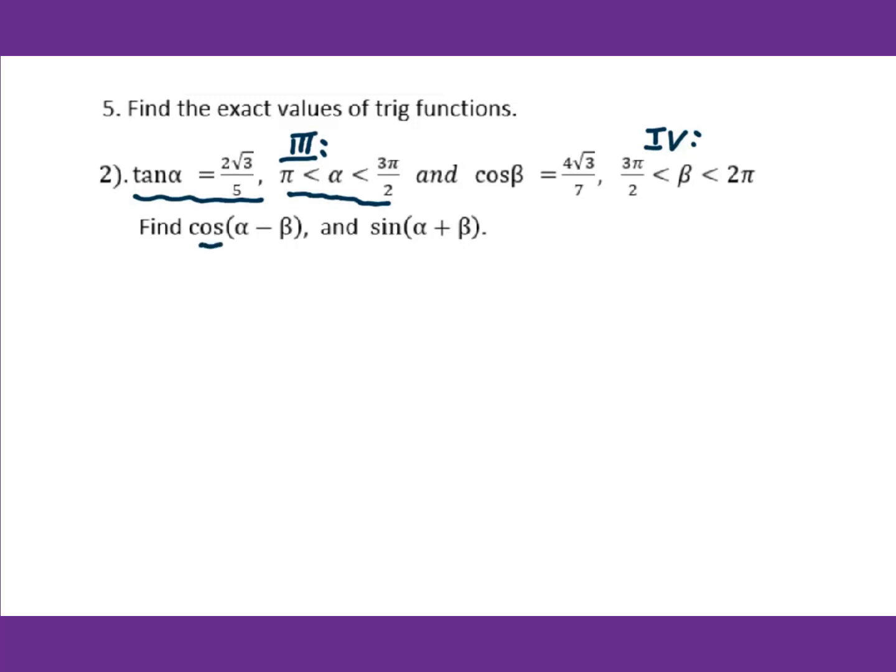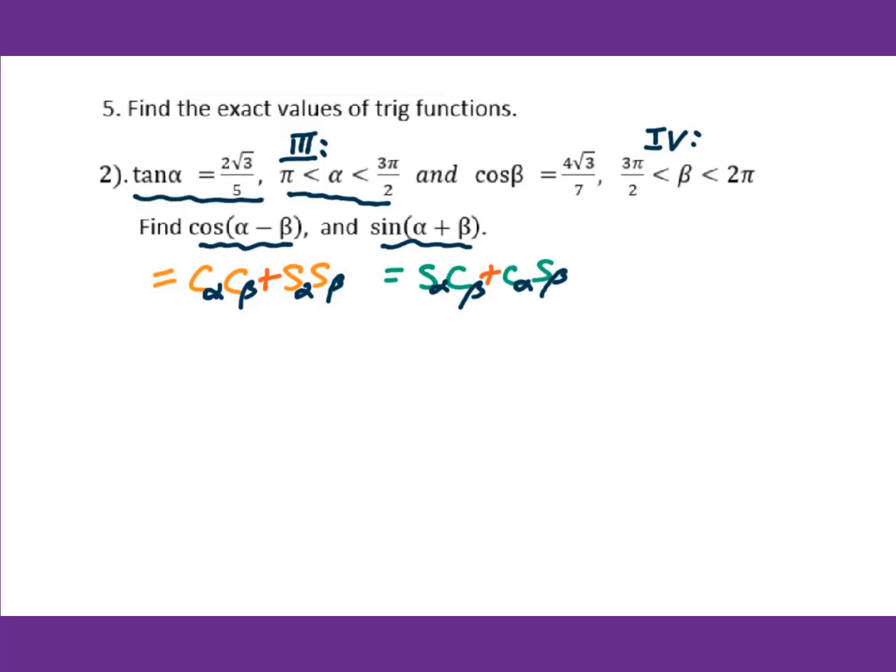We are looking for cosine of alpha minus beta and sine of alpha plus beta. We know the pattern for cosine alpha minus beta is CCSS, plus: cosine alpha cosine beta plus sine alpha sine beta. For sine alpha plus beta, the pattern is SCCS, plus: sine alpha cosine beta plus cosine alpha sine beta. This is the formula.